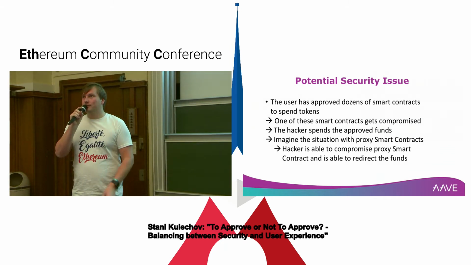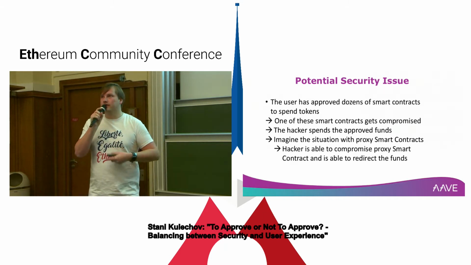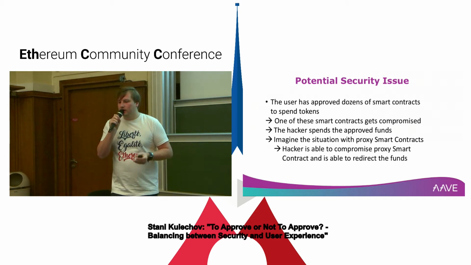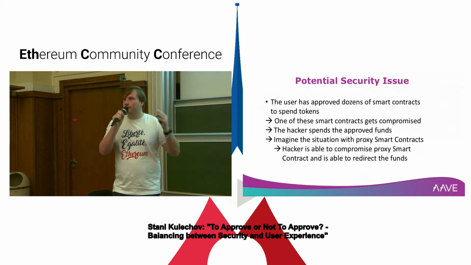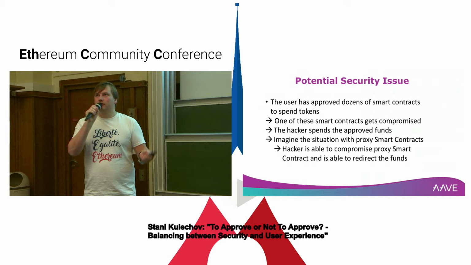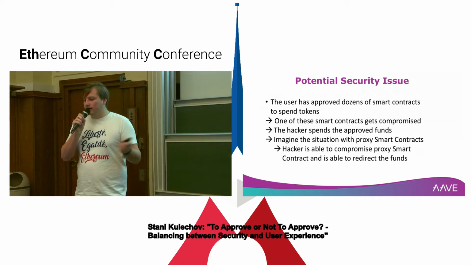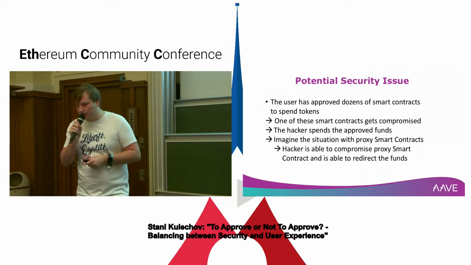Imagine a situation where you approve billions of tokens, let's say DAI and Ethereum, to a proxy smart contract, and that proxy smart contract gets compromised. A hacker can then send those funds wherever, spend them in any way, and send them around the protocol.